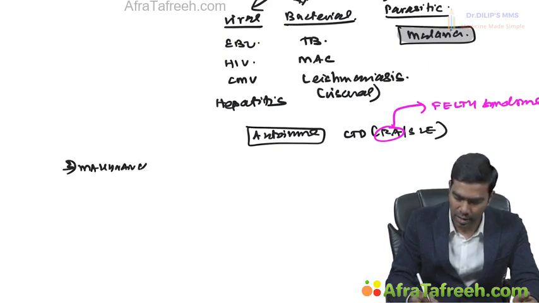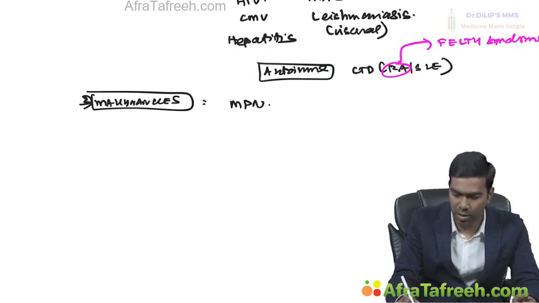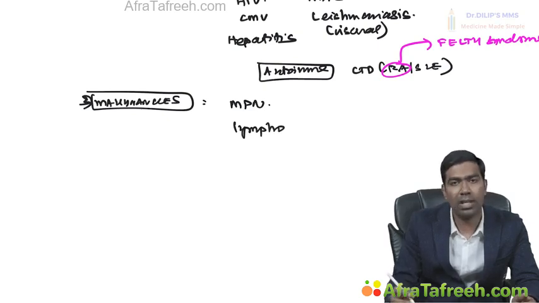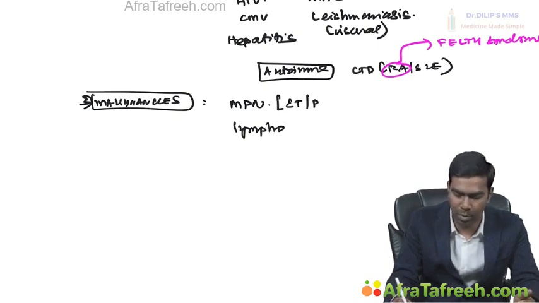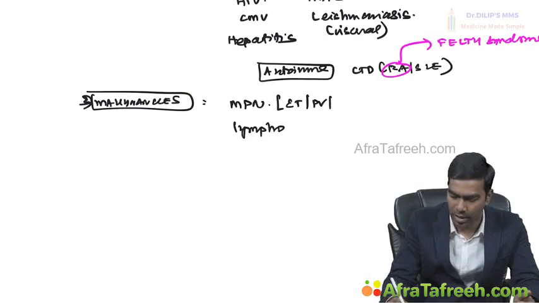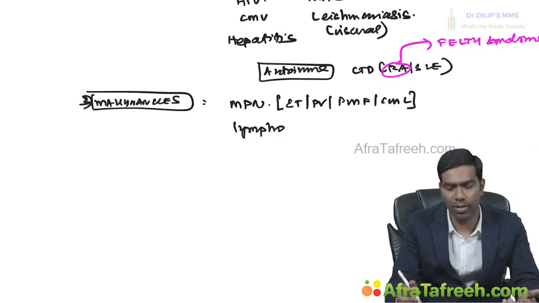The third area where you can see it is in malignancy, lymphoid malignancies. A lot of malignancies and neoplasms can show splenomegaly. What are the malignancies? You can see it in myeloproliferative disorders and in lymphomas. The moment I say MPNs, it means myeloproliferative neoplasms, which include essential thrombocythemia, polycythemia vera, primary myelofibrosis, and CML.